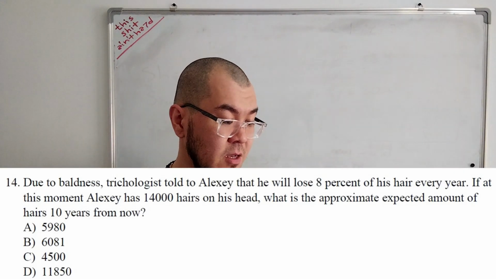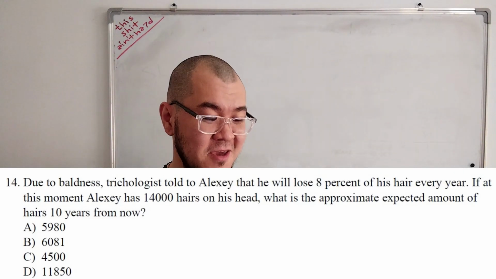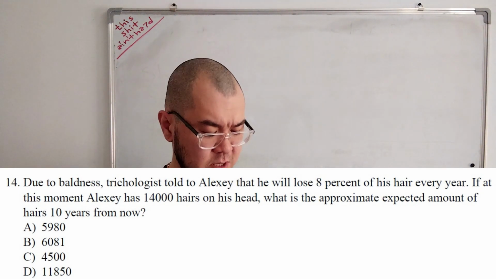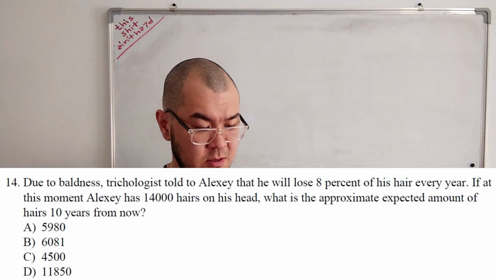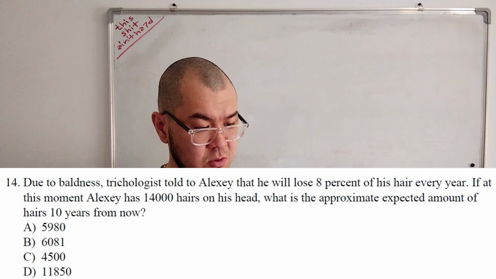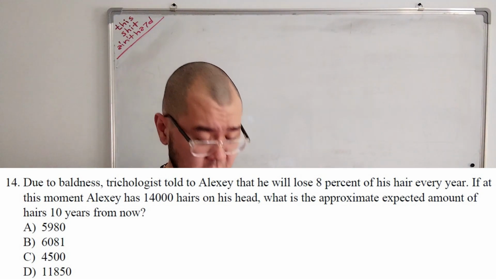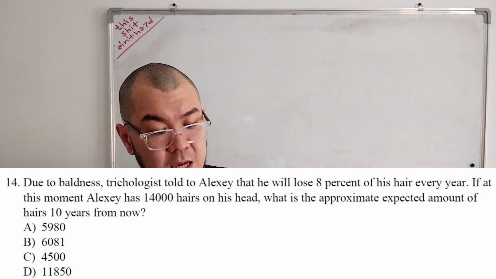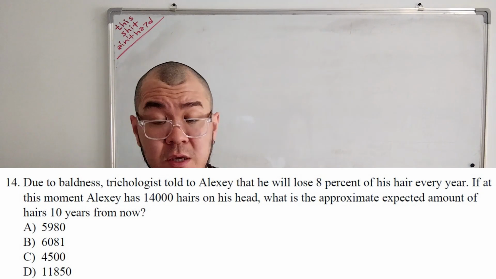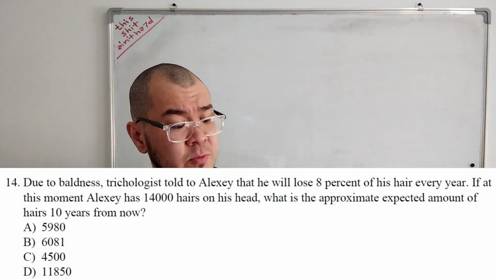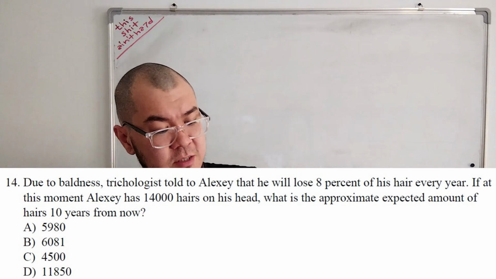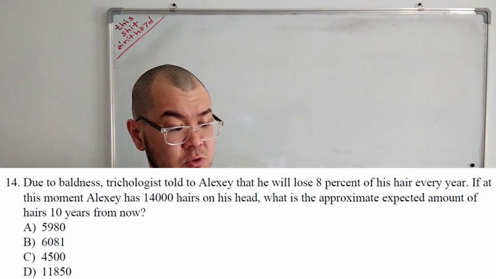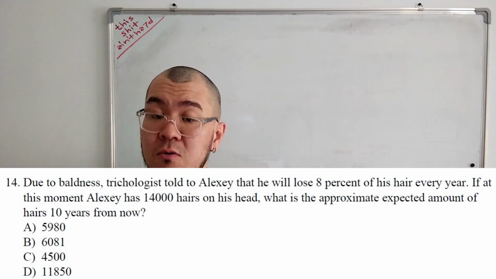Number 14. Due to baldness, trichologist. How is it pronounced? Let me look. Trichologist, okay. Due to baldness, a trichologist told Alexei that he will lose 8% of his hair every year. If at this moment Alexei has 14,000 hairs on his head, what is the approximate expected amount of hairs 10 years from now?